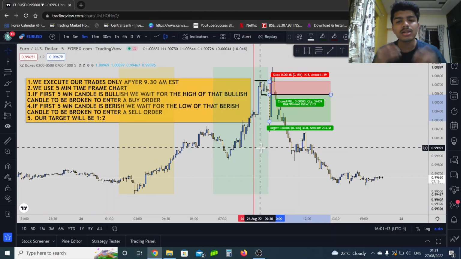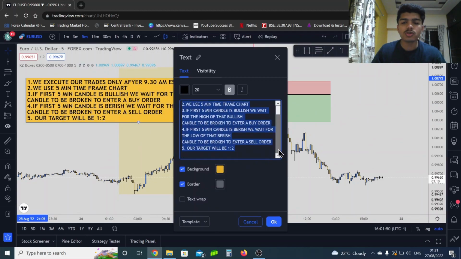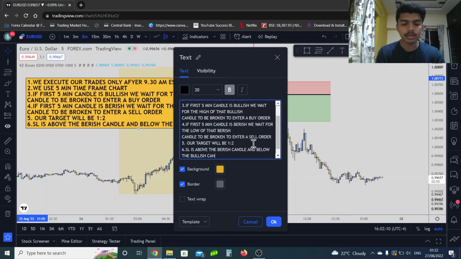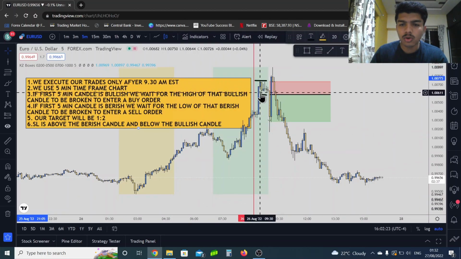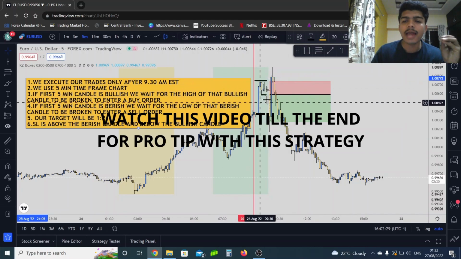So now, what is the logic? And one more thing, where does the stop loss go? SL is above the bearish candle and below the bullish candle you entered. Below the bullish candle, right? So if this is the bearish candle and after the low of this bearish candle was broken, your stop loss goes on the high of that bearish candle. That's it. And you're targeting 1 is to 2.